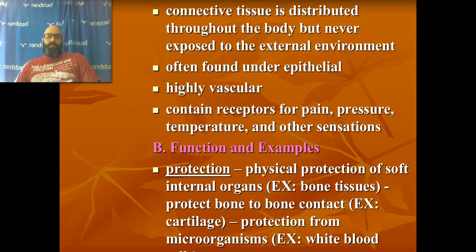One of the first and foremost things that they do is protection. They provide physical protection for some of the soft internal organs. The biggest example of connective tissue for this is bones. Bone is hard and dense, and one of its main jobs is to protect whatever is on the inside of it. The best example is your skull. Your skull is there to protect your brain. The bones are not movable because you want to protect the brain.